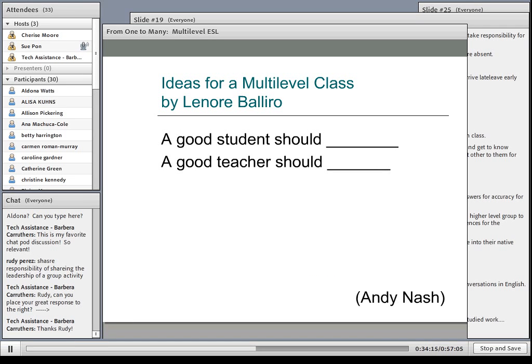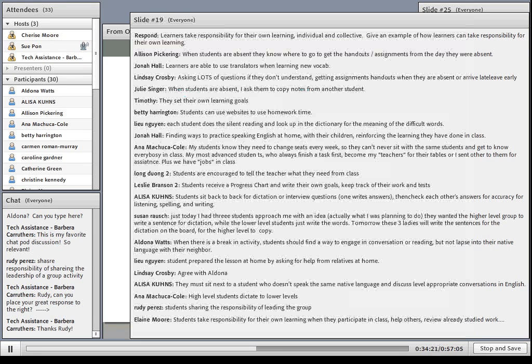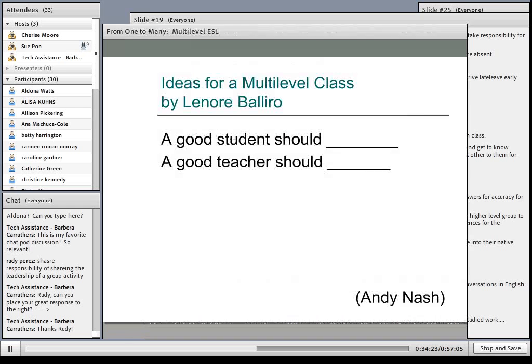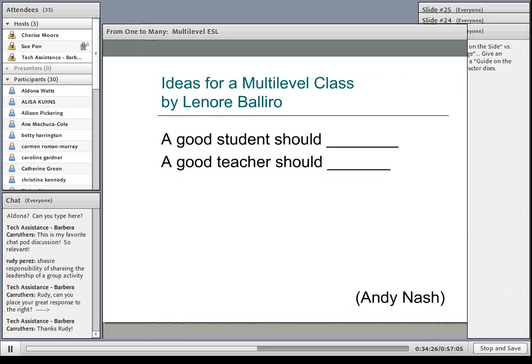Here are two sentence starters from a teacher, Andy Nash, and it came from Lenore Balliro's article. The two sentence starters are, a good student should and a good teacher should. And I've seen a teacher in Oakland do a similar activity with two questions. The first question is, what do you want to learn? And not surprisingly, students say they want to speak more English. So the second question is, what do you need to do to speak more English?